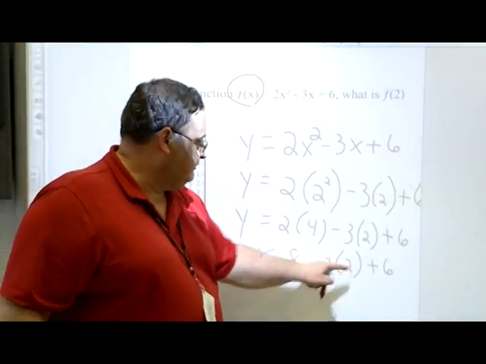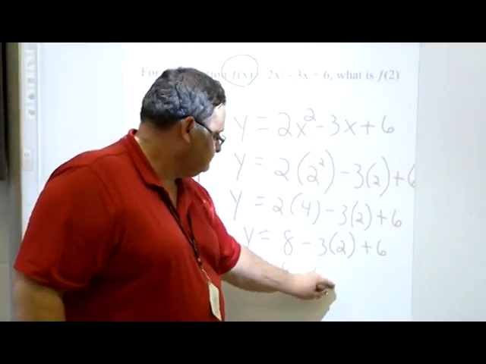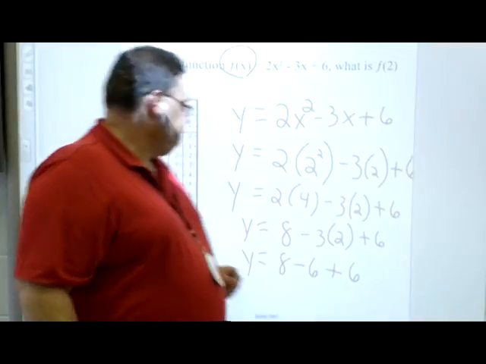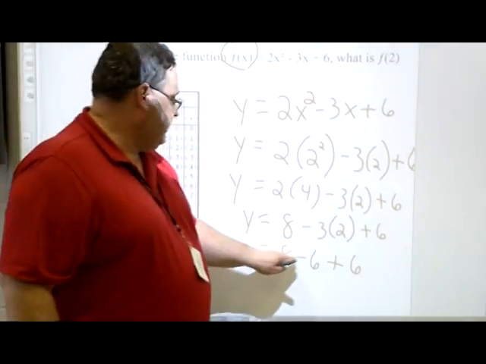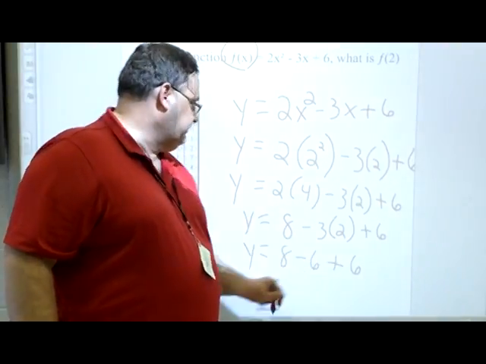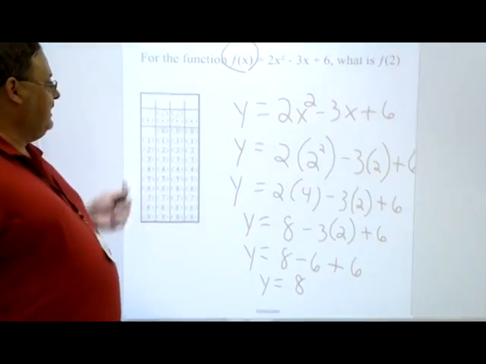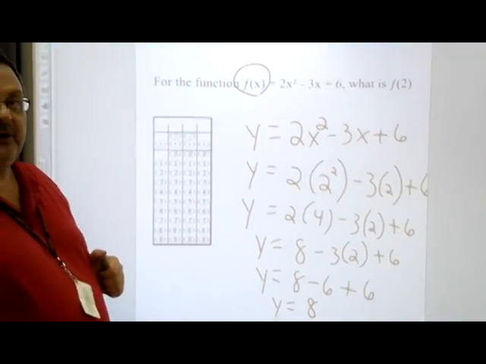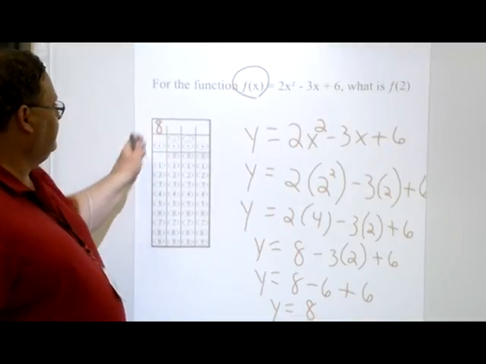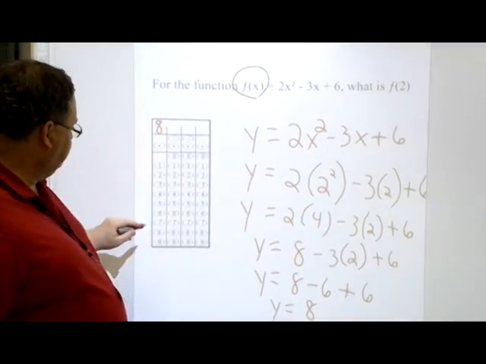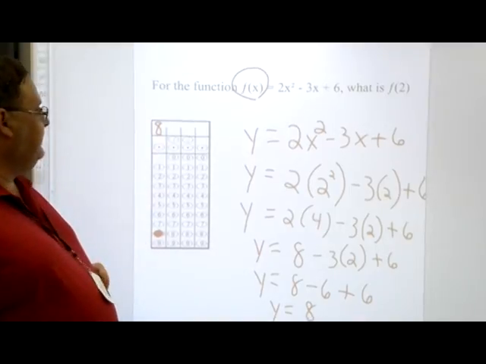Continuing on, 3 times 2 is 6. And now I can finish my problem. 8 minus 6 is 2, plus 6 is 8, so y equals 8. And this is an example of a gridded response problem that you'll find on the test. You can write the 8 in, or you can write it at either end, and then make sure you bubble the 8.